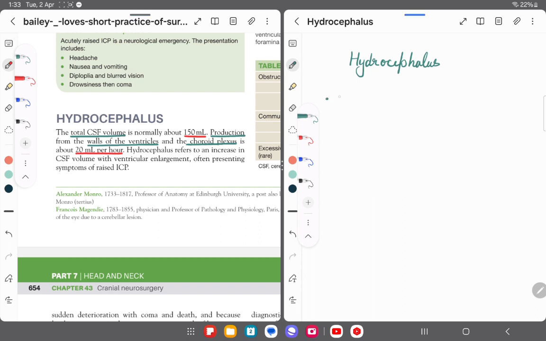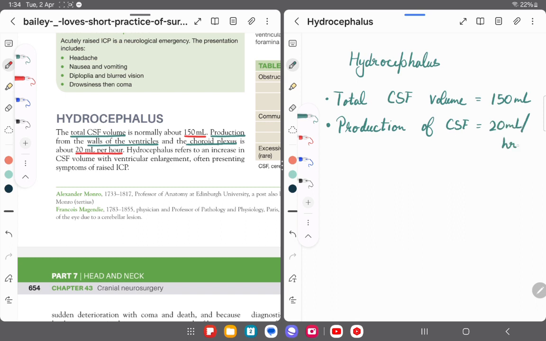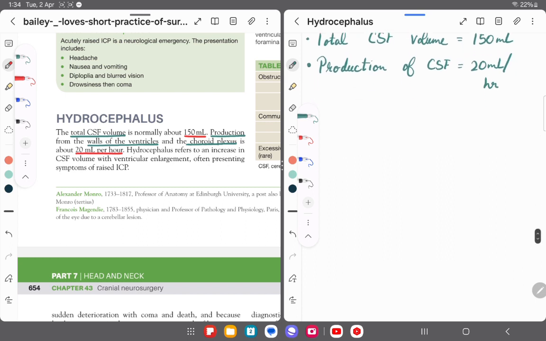So what is the total CSF volume? The total CSF volume normally is about 150 ml. And what is the rate of production? So production of CSF is around 20 ml per hour. So the total CSF volume is 150 ml and production of CSF is 20 ml per hour.